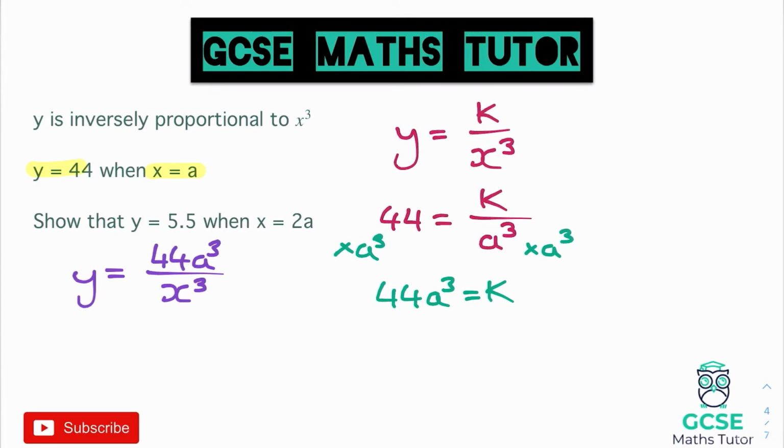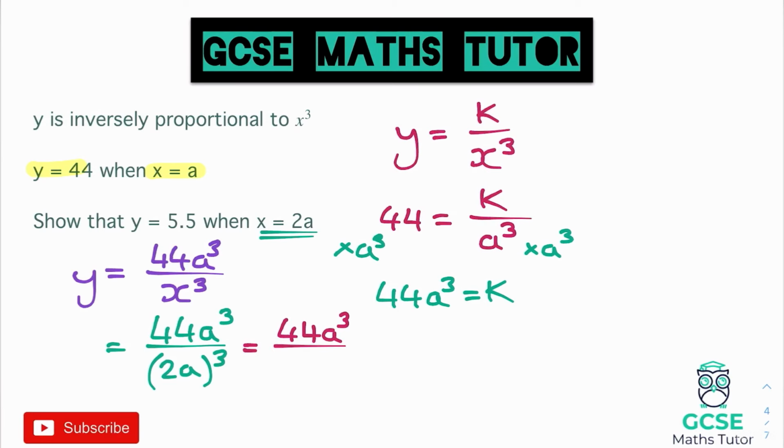So let's go about subbing in this 2a into our formula and seeing what we get. So y is going to equal 44a cubed divided by this 2a, which we're going to cube. We'll stick the 2a in a bracket just to make sure that we cube it correctly. Then let's expand that cube and simplify. On the top, we've got 44a cubed. And 2a cubed is 2 cubed, which is 8, and then a cubed.